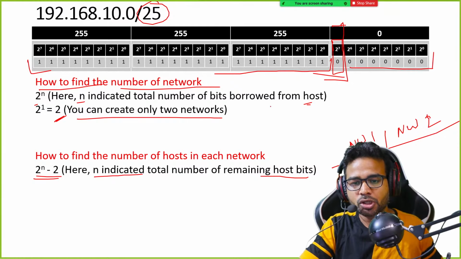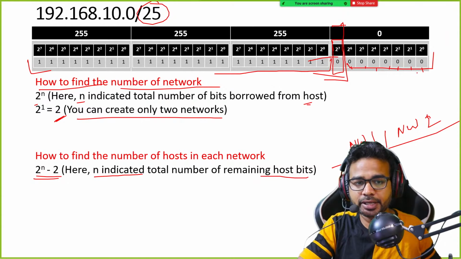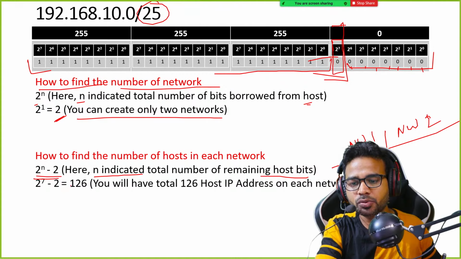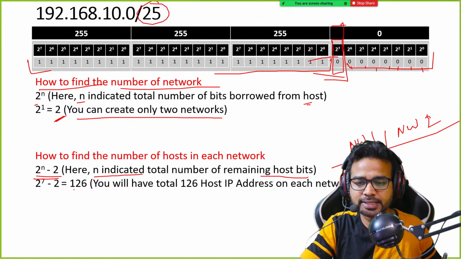Got it? So hence 1 bit is borrowed from the host. So how many bits are remaining here? Total 1, 2, 3, 4, 5, 6, 7. Total 7 bits are remaining, correct? So the correct answer will be 2 to the power 7 minus 2, which is equal to 126. It means in network 1 you will get 126 IP addresses.